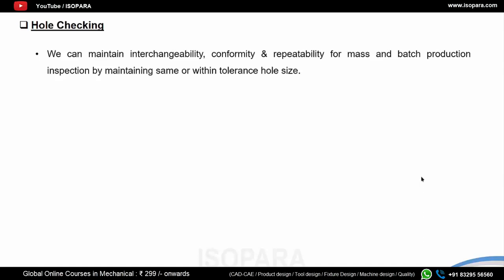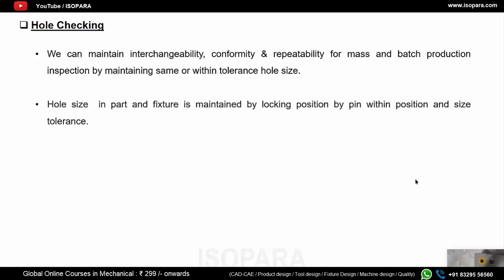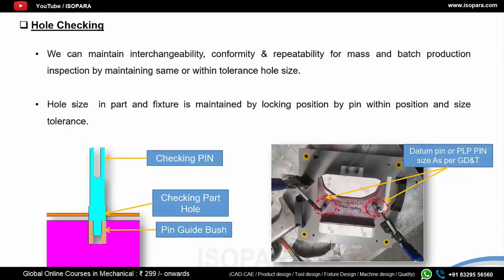Next is the hole checking. We can maintain again interchangeability, conformity and repeatability for mass and batch production by maintaining the same hole size or within tolerance. Hole size in part and fixture is maintained by locking position by pins within position and size tolerances. So you saw in the construction we have locking pins, as you can see here. These are the locking pins which are used to hold the position and check the position of the hole. When you lift it up, it will simply go at the same location where the hole was meant to be, and if the holes in the part are at the same location, it will be easily inserted, which indicates that the holes are at the correct position.